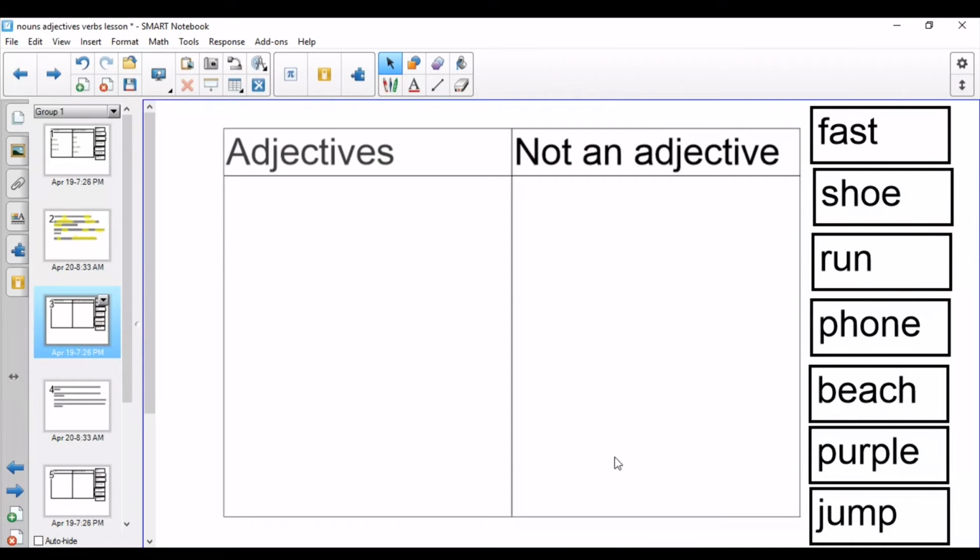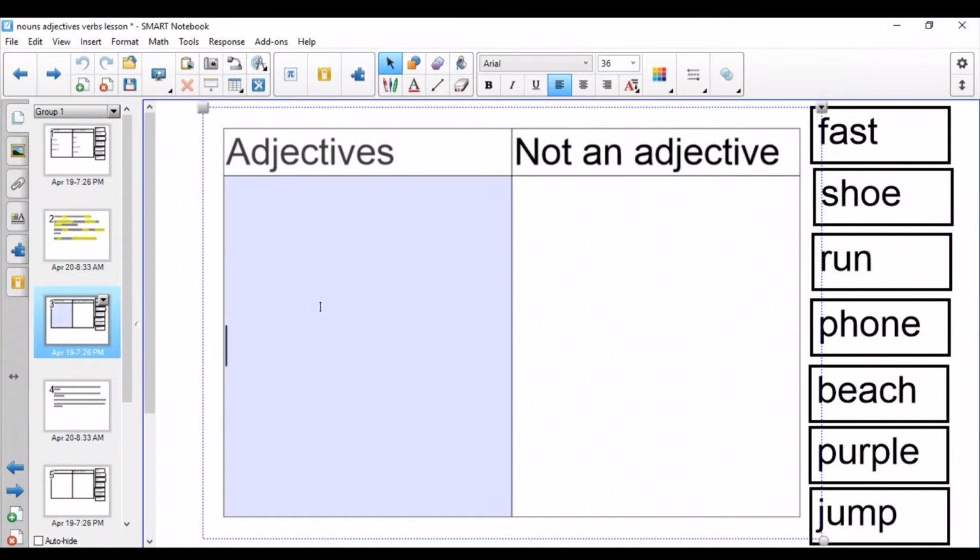Now that we have reviewed what an adjective is, let's take a look at the words that I have here and let's decide if they are an adjective or not an adjective. Remember, an adjective describes a noun. They are describing words. Let's take a look at the first word. The first word is fast. Is fast an adjective? Yes, it is an adjective, such as in the sentence, the boy runs fast.